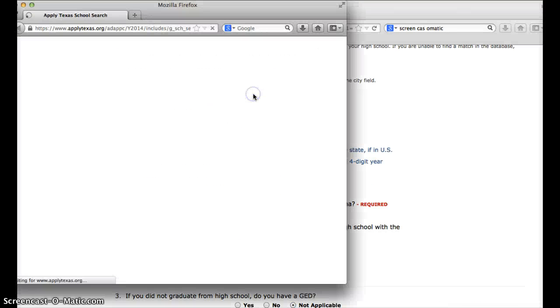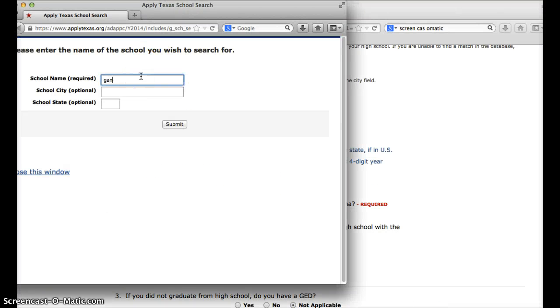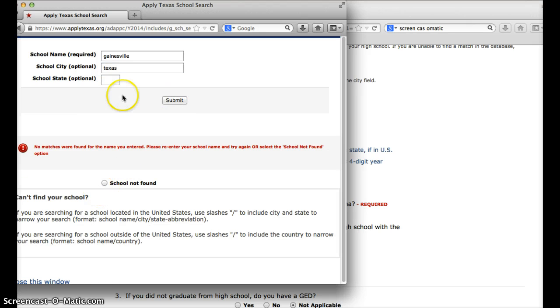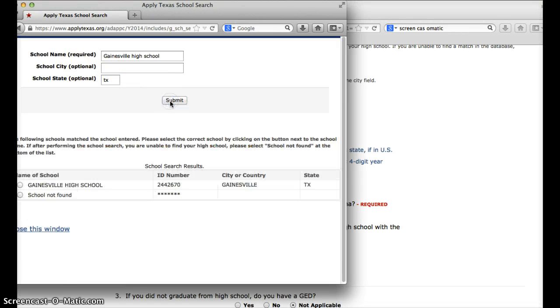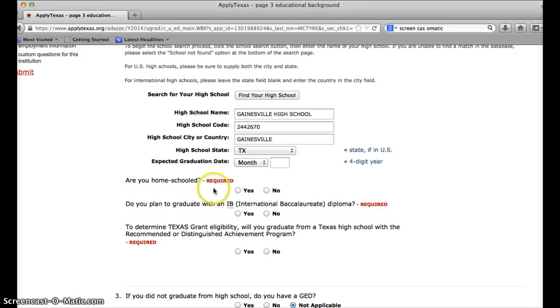So let's go ahead and find Gainesville High School. We're going to put Texas. As you see, you have to enter the entire school name. And that's why the city is not Texas. Let's try again. So Gainesville High School.